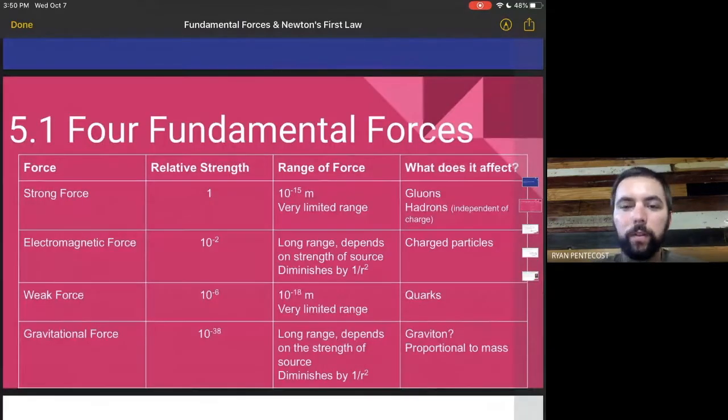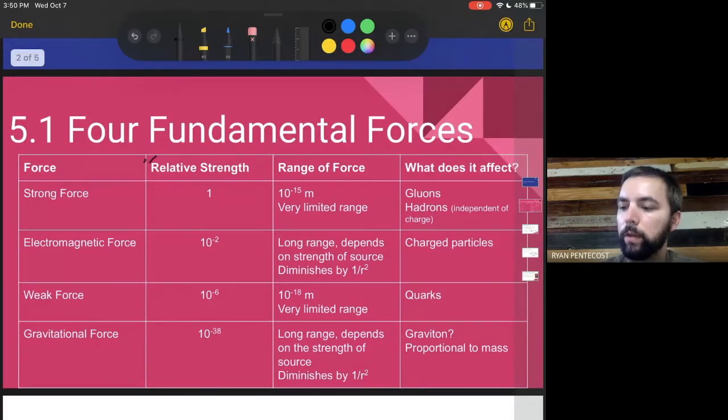First force we have is the strong force, right? Strong force has this relative strength here. So this relative strength we're talking about, we're comparing all of the forces and their relative strength on an object. Kind of like if it were to affect a proton, how strong would it be relative to the others? So strong force being the strongest, we're going to call that 1. Okay, it has a relative strength of 1.